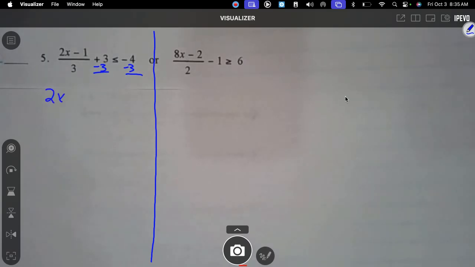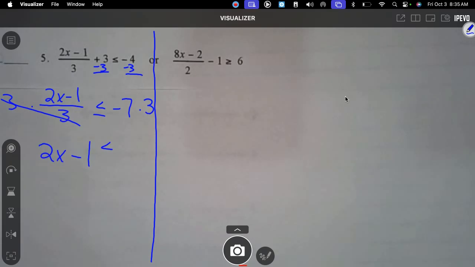And now let's bring down this big fraction. This is a very advanced problem to me. Negative 4 minus 3 is negative 7. Now what would you do? Now we can multiply by 3. This looks like something we've done. That's actually a step further than what we've done. Okay, this you would multiply by 3, so those would cancel out. Over here, multiply by 3. 2x minus 1 less than or equal to negative 21.